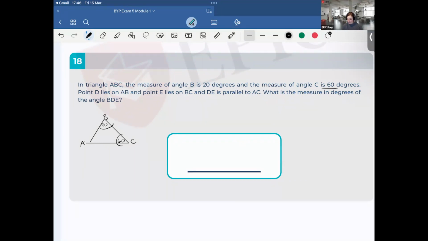Point D lies on AB. Okay. And point E lies on BC and is parallel to AC. Oh, interesting. Well, so it looks something like that. What is the measure in degrees of the angle EDB?